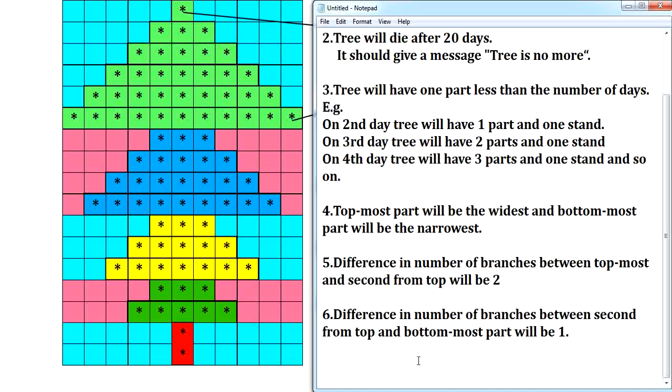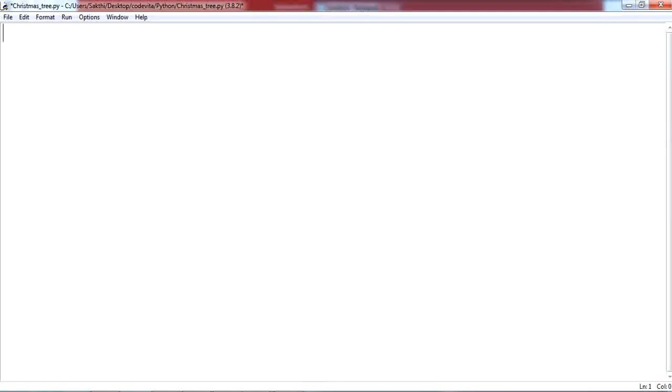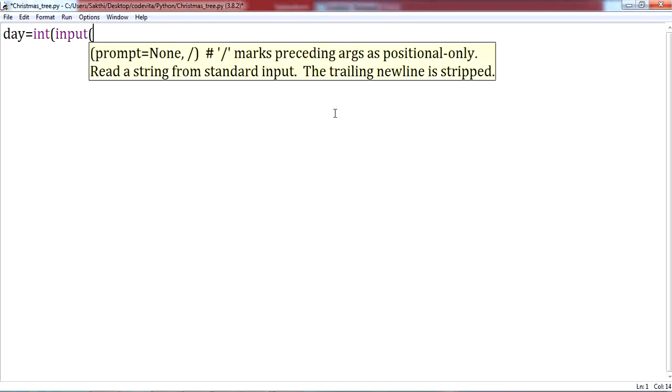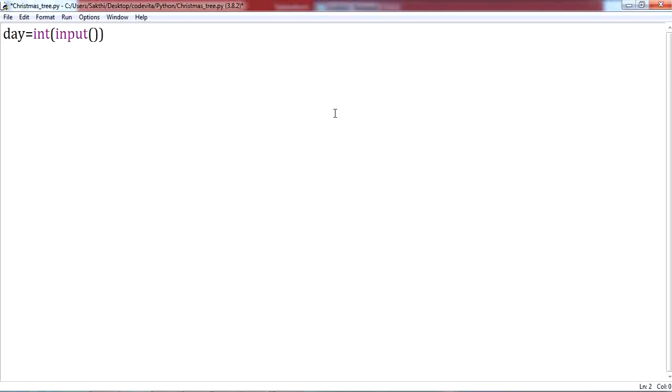Now we can move to the coding part. We are supposed to accept days from the user. So let me accept days. The days value you are going to assign is of integer type, so let me typecast it here. After this, I am going to generate a Christmas tree.